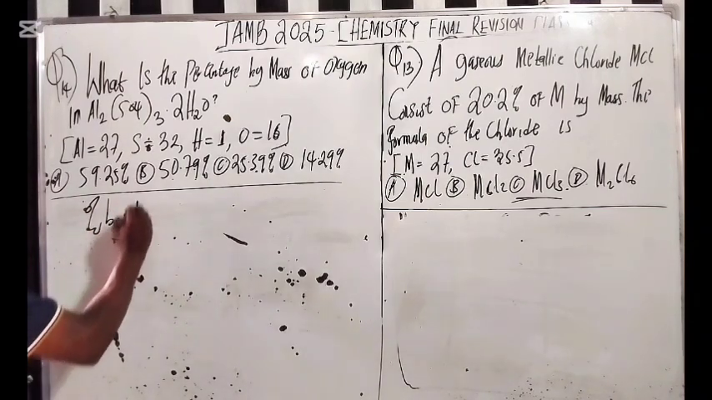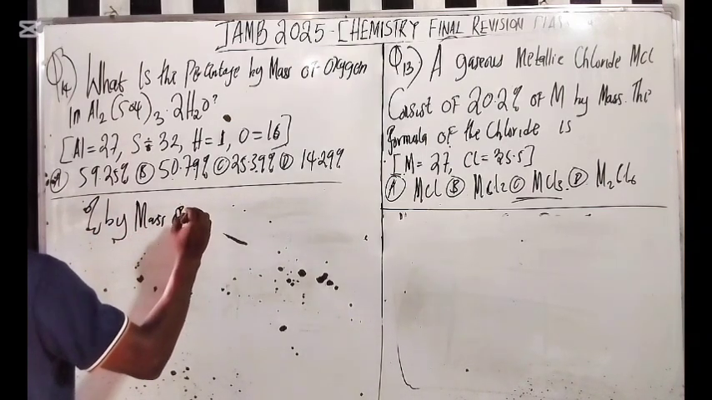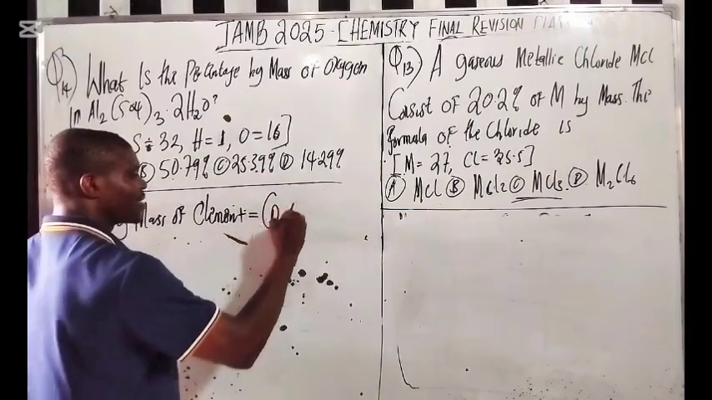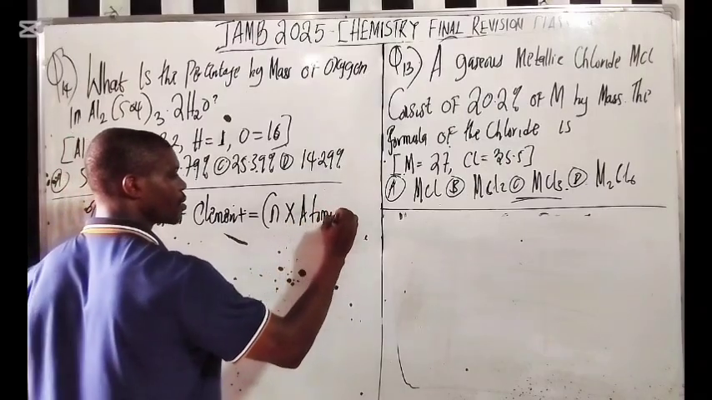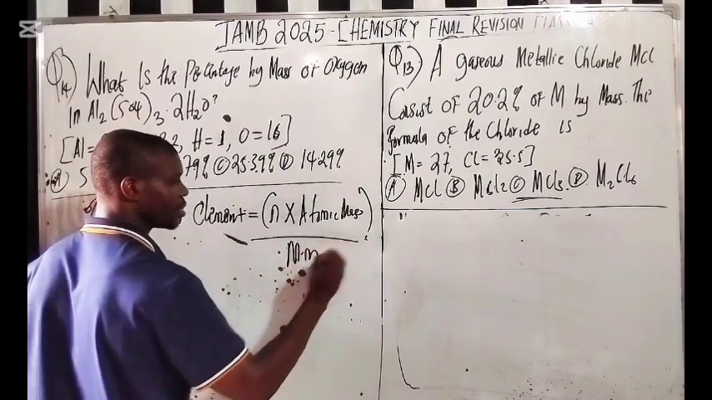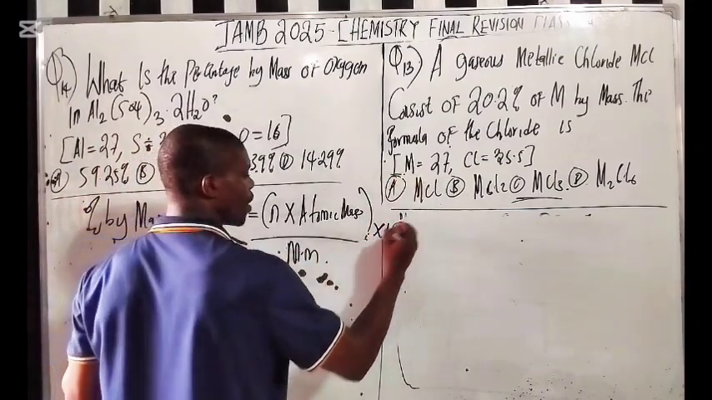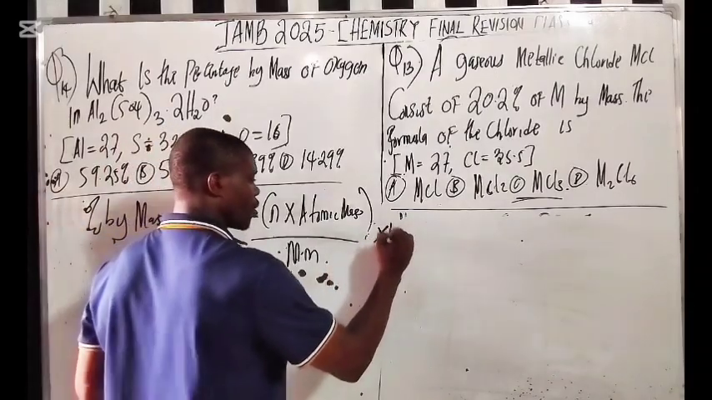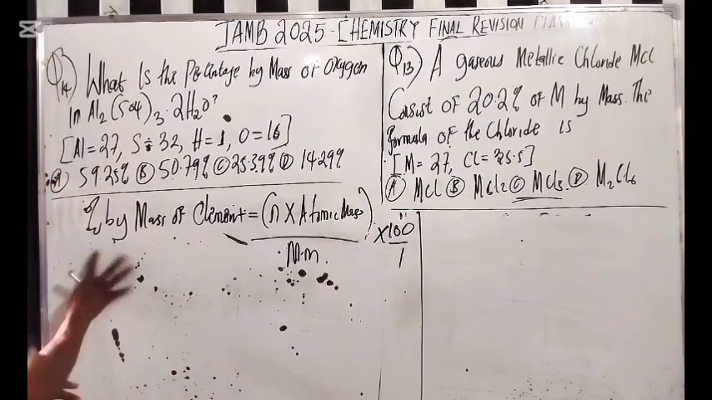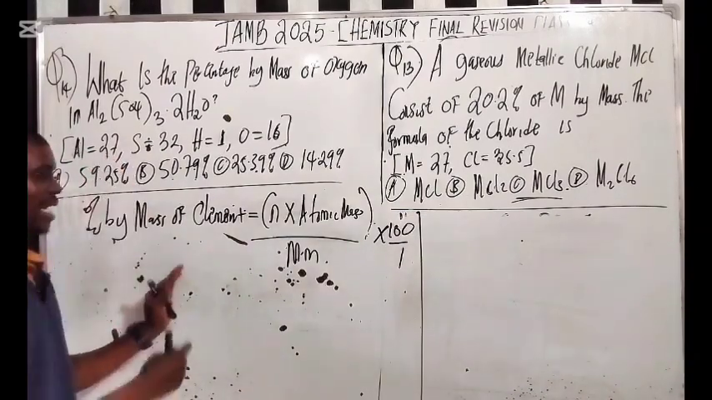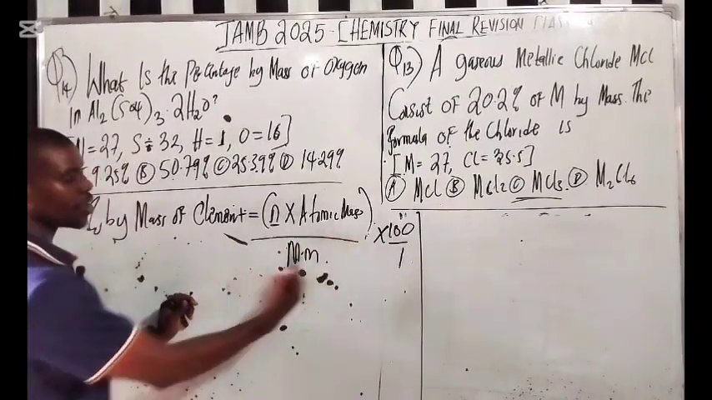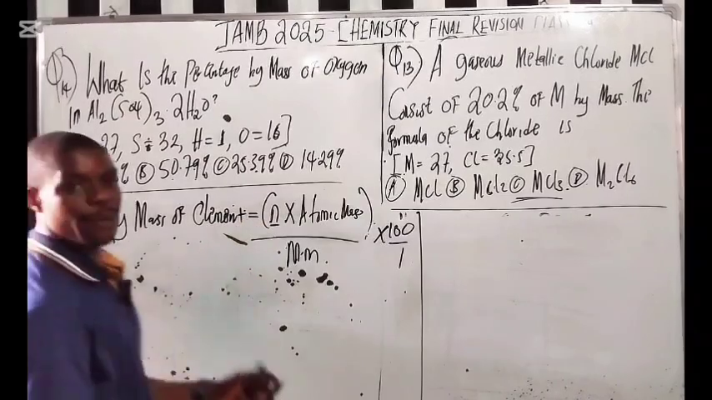percentage by mass of elements is equal to N times atomic mass of the elements over the molar mass of the compound times 100 over 1. So this is the formula you are going to use here. Percentage by mass of elements in the compound is N times the atomic mass of the element over the molar mass of the compound times 100 over 1. This is the simple formula you want to make use of.